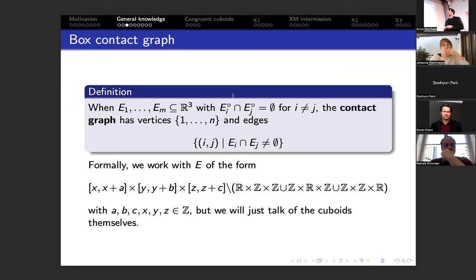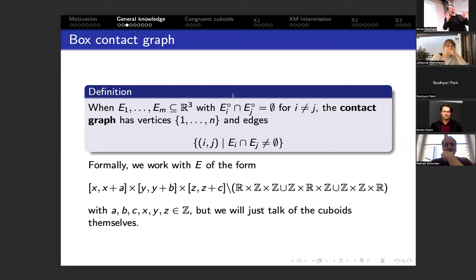You can do this if you have any collection of subsets of R3, let's say M of them. So I have M objects, and I assume that their interiors are disjoint. And then I will draw a graph so that for each set, I take a vertex and call it 1, 2, 3, and so on. And I will make an edge between two vertices if the corresponding sets intersect non-trivially.